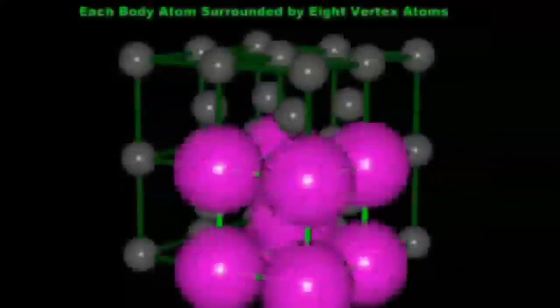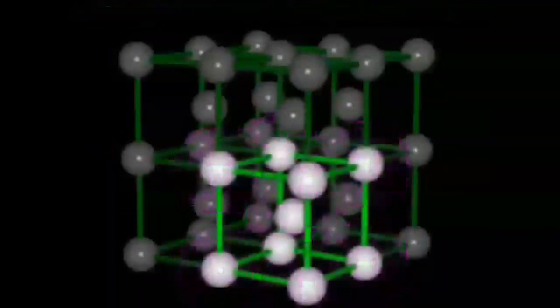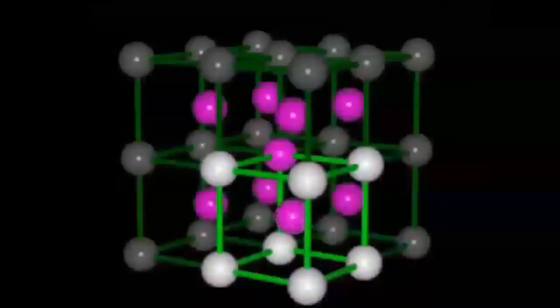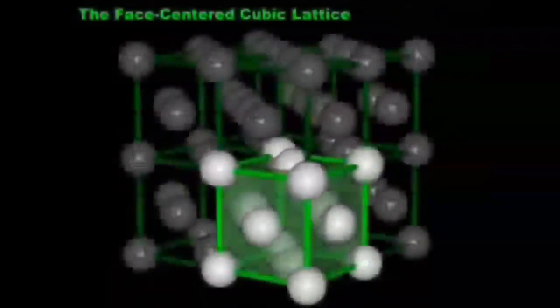The coordination number of the body centered cube is more obvious. Any body atom touches 8 vertex atoms, for a coordination number of 8. The coordination number for a particular structure is the same regardless of which atom is chosen. Therefore, we can also say each vertex atom is surrounded by 8 body atoms, again giving a coordination number of 8, 4 above and 4 below the plane.